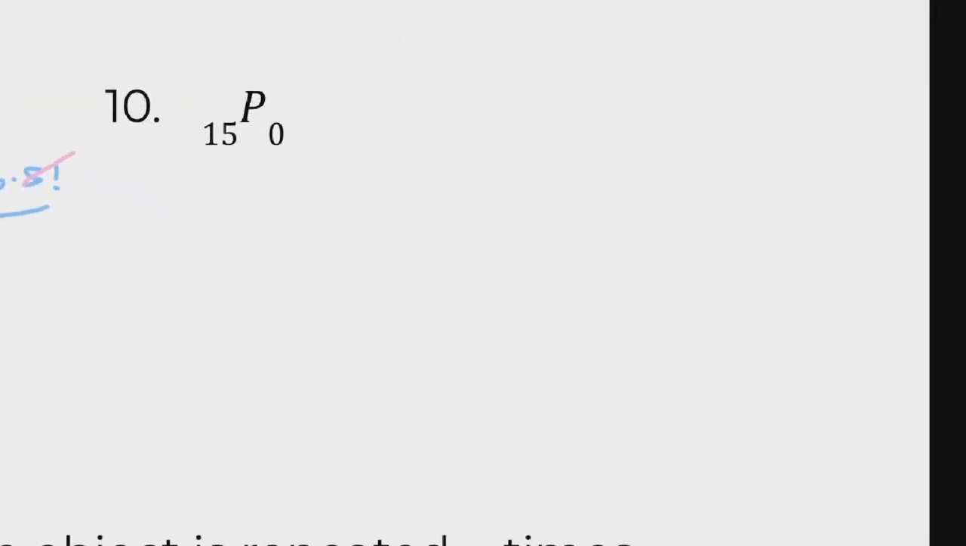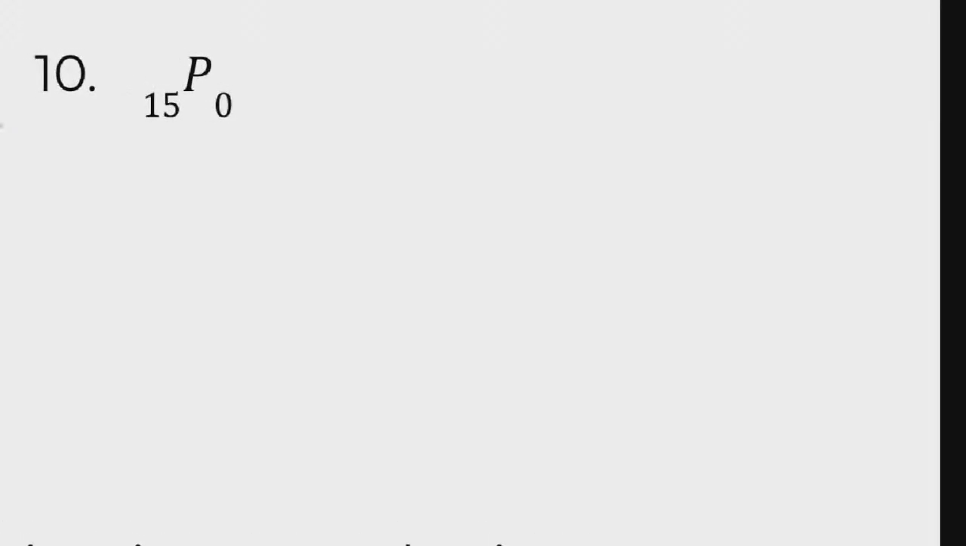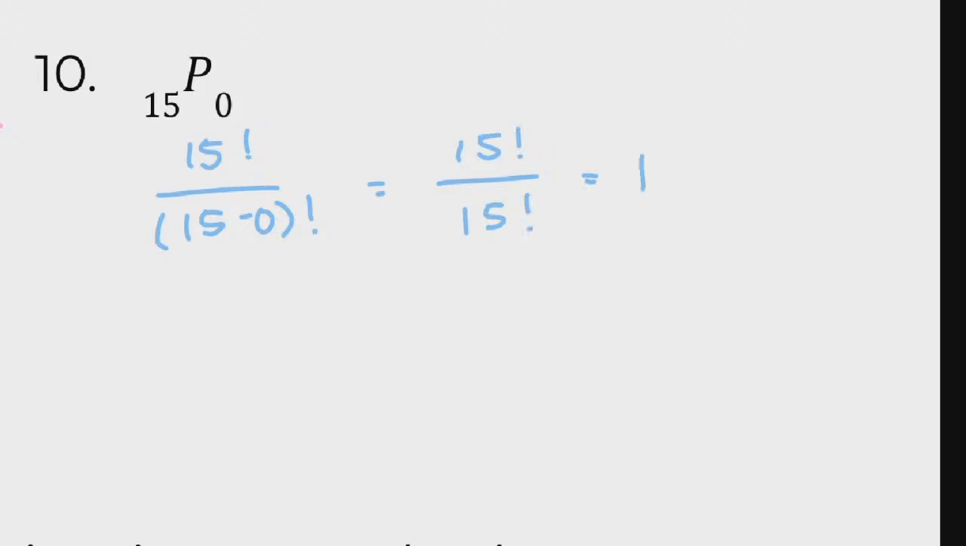For number 10, we have 15P0. So that'll be 15 factorial over 15 minus 0 factorial. 15 minus 0 is 15, and this will simplify to 1.